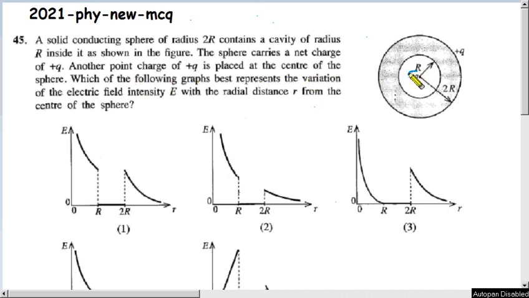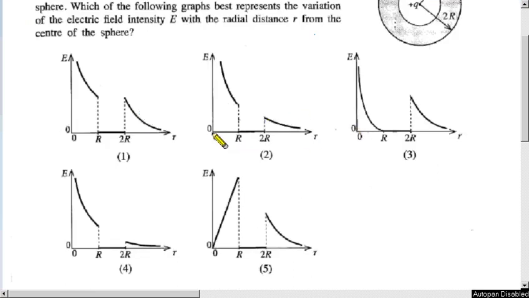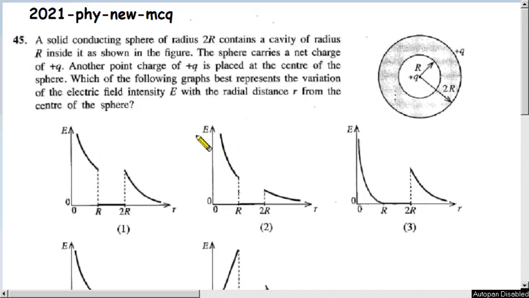So there is another charge here at the center, without touching the metal. Using an insulating stand, that positive q charge can be placed at the center of the sphere without touching the inside surface of the metal. Which of the following graphs best represents the variation of the electric field intensity E with the radial distance r from the center of the sphere? So there are 5 graphs of the field intensity E with the distance r.